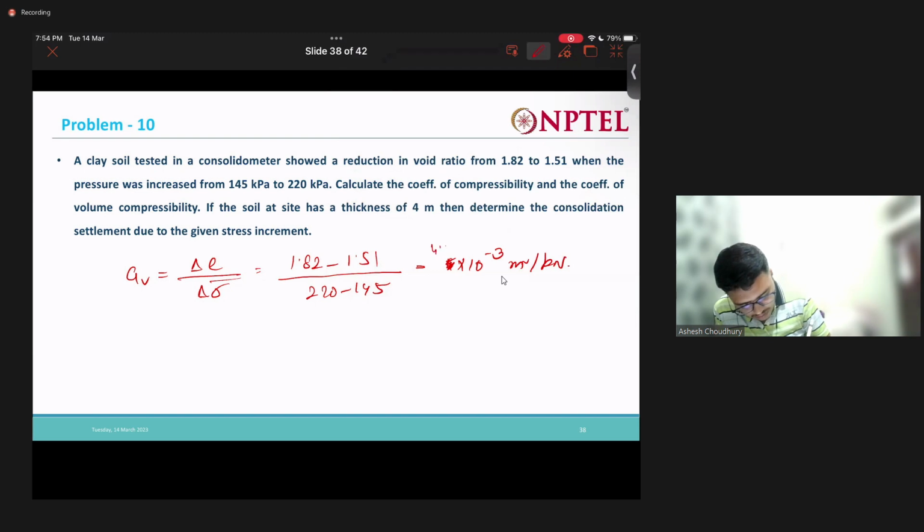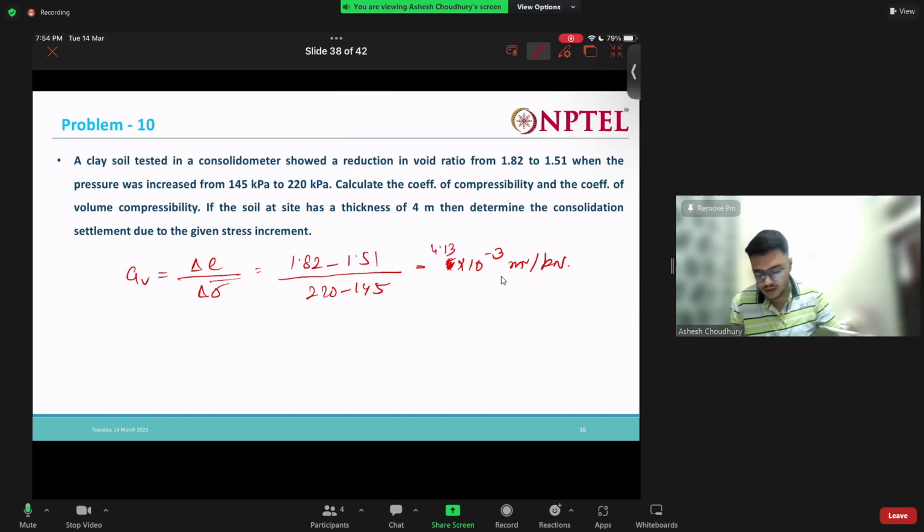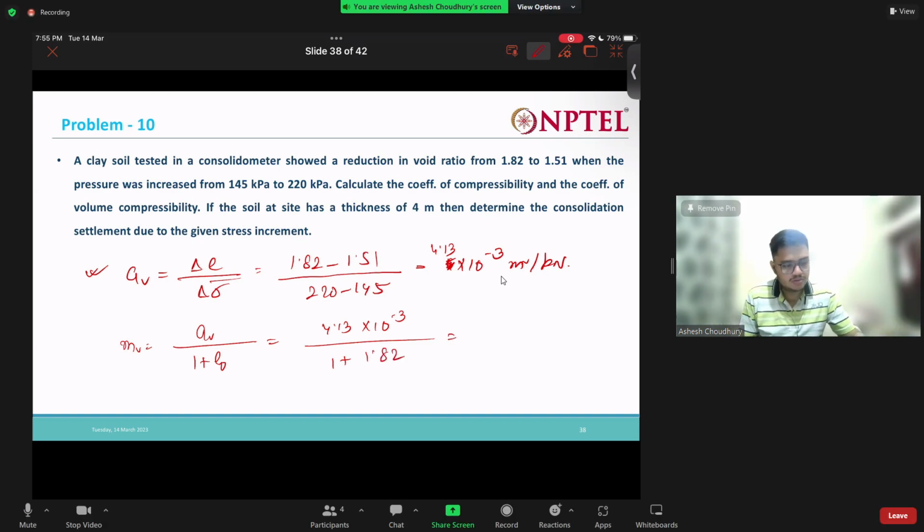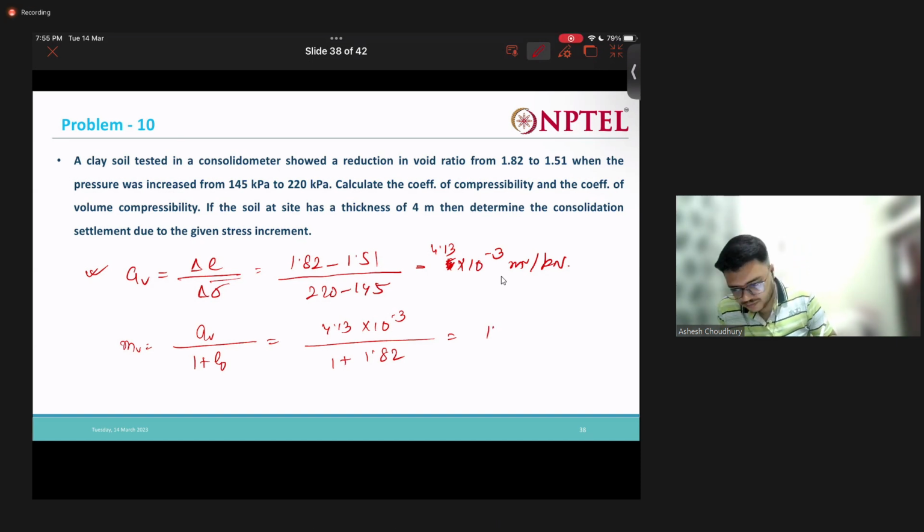4.13. Okay, so we got our AV. Then it has been asked volume compressibility, it's MV, which is AV by 1 plus E naught. If you do that, we get 1.46 into 10 to the power minus 3. So I got my AV, I got my MV.